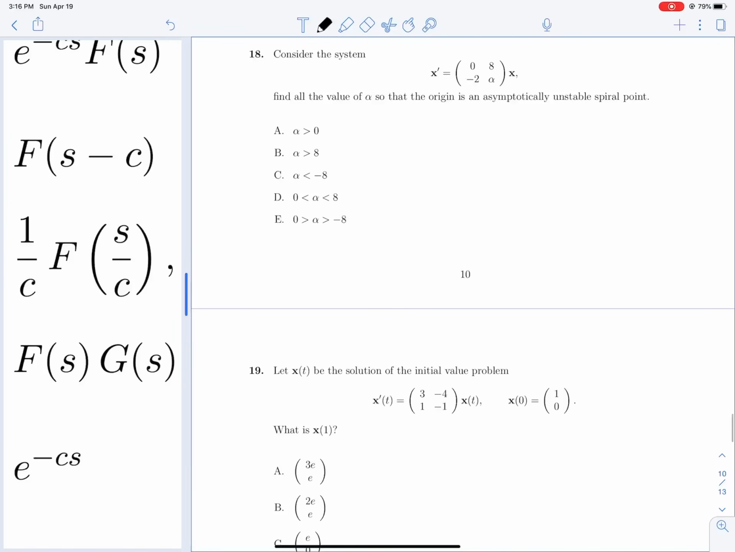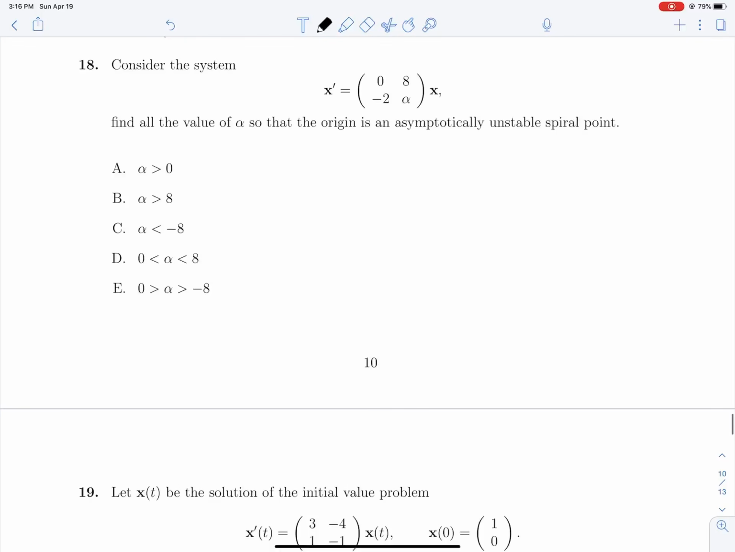18, let's consider this system. Oh, look, we can get rid of those. Let's find all the values of alpha such that the origin is an asymptotically unstable spiral point. So those are a lot of adjectives altogether. Really what that means is that we're looking for eigenvalues with a positive real portion and then a conjugate imaginary portion on top of that. So the imaginary portion is contributing the spiraling behavior, whereas the positive real portion means that solutions will be pushed farther and farther away from the origin as time approaches infinity.